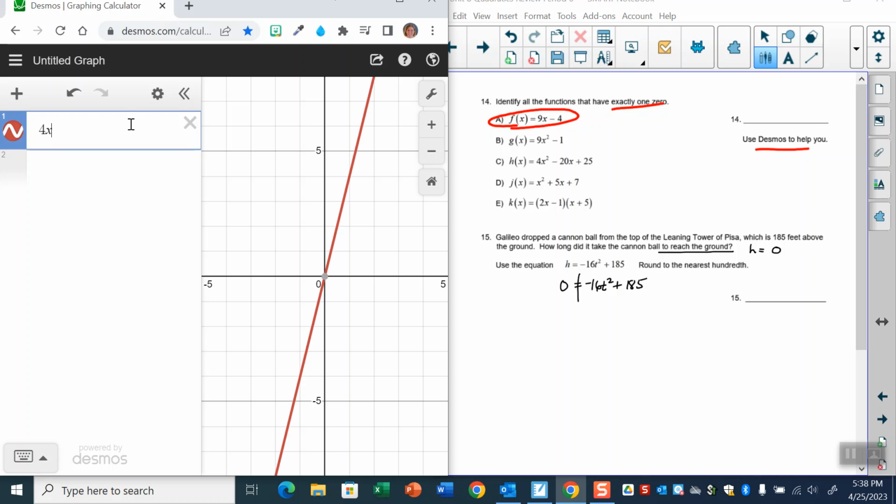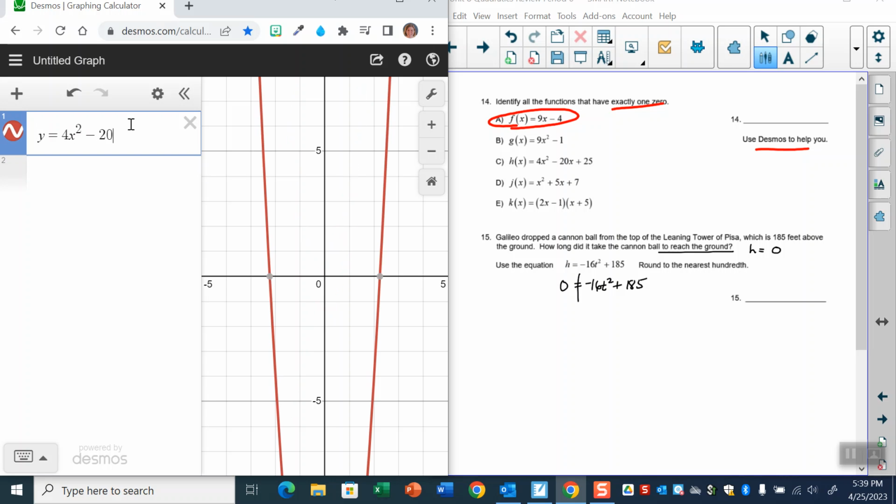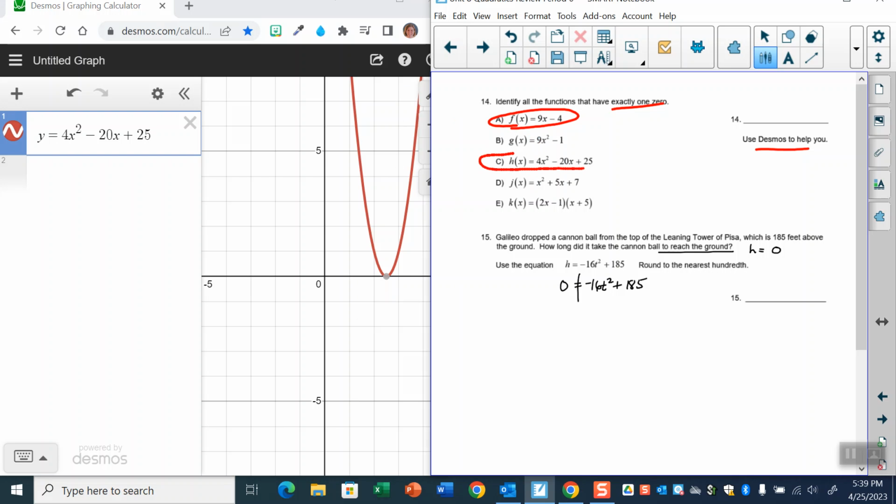Let's see. Squared minus 20x plus 25. So this only touches once, right? This is a double root. And so this has exactly one solution, even though it's quadratic.